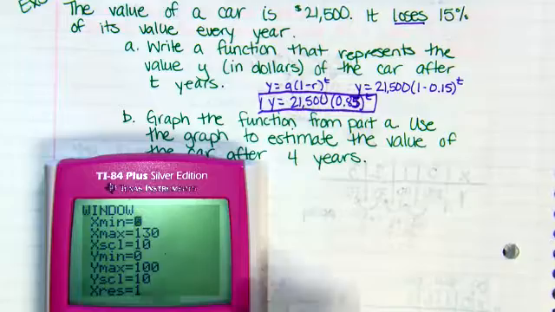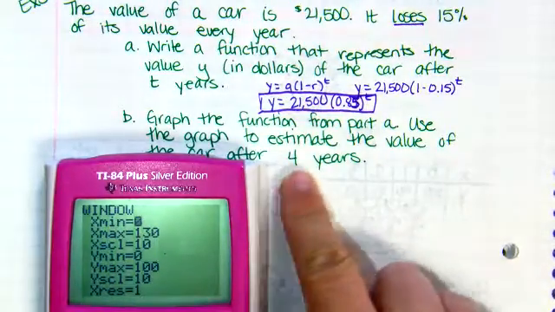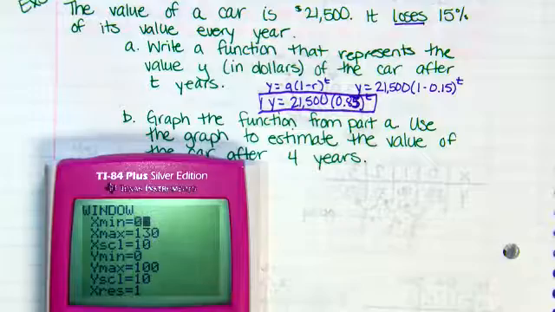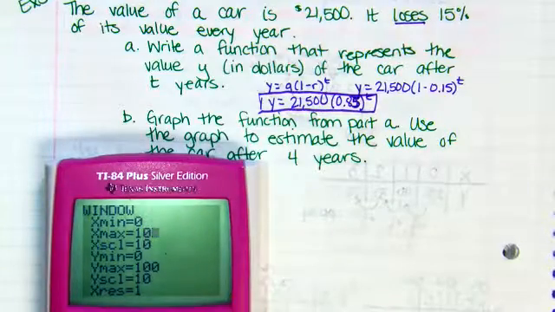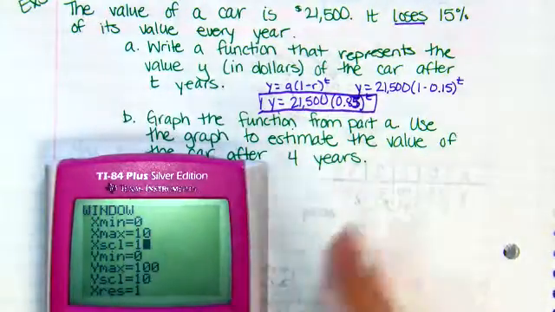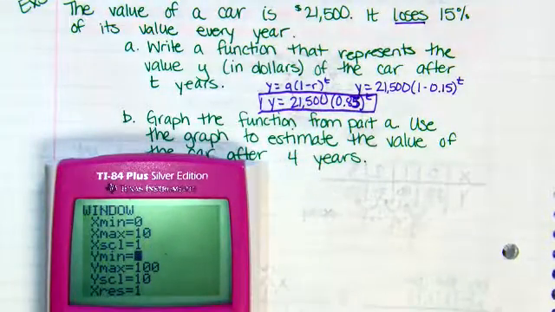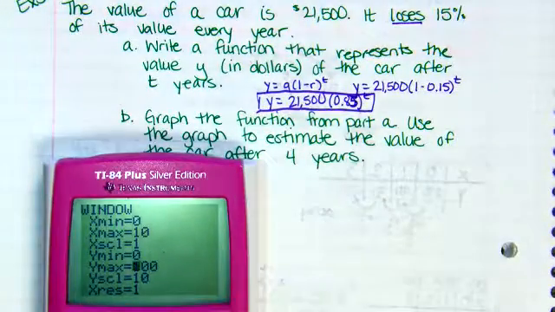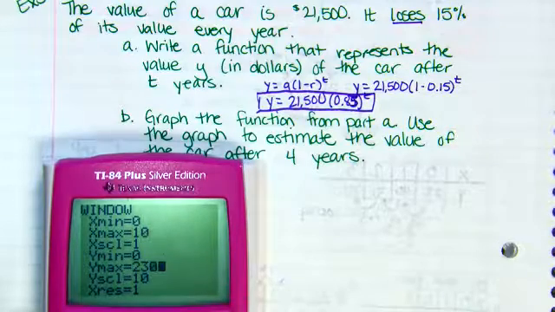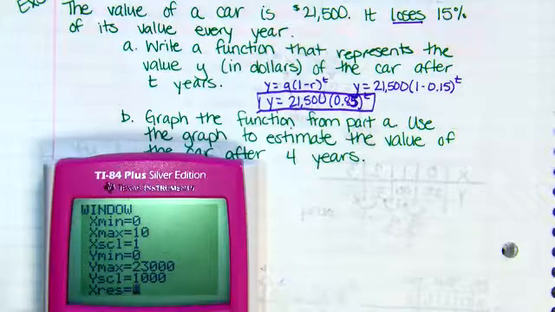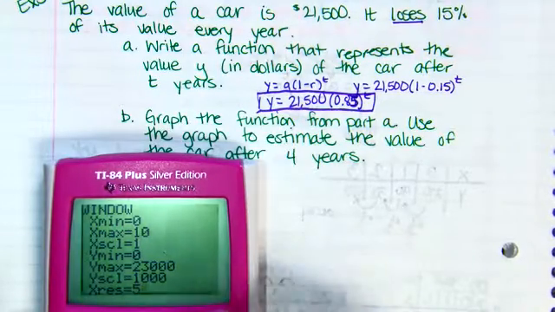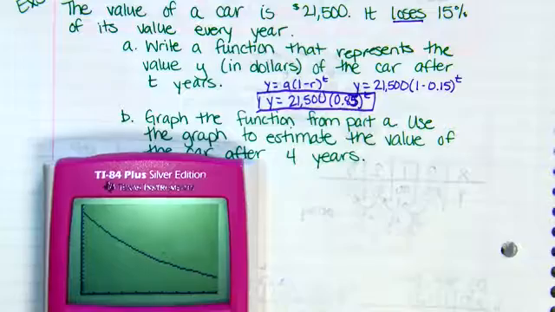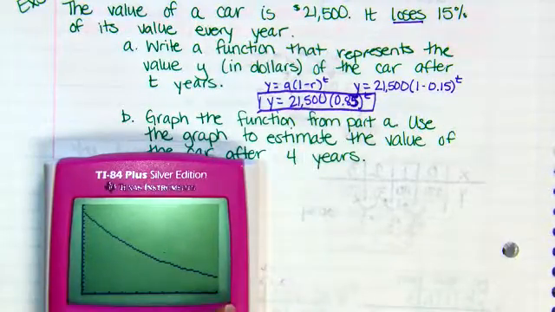So if I'm thinking about what's happening here, my time, I'm talking about years. I want to estimate the value at 4 years. So let's just think about our time, or our X, as going from 0 to 10 and counting by ones. So we'll have a dash every 1. And then for Y min and Y max, we know the car is starting at $21,500. So let's start at maybe 23,000. And let's just go down to maybe 10,000 and count every 5. Let's just see how that looks.